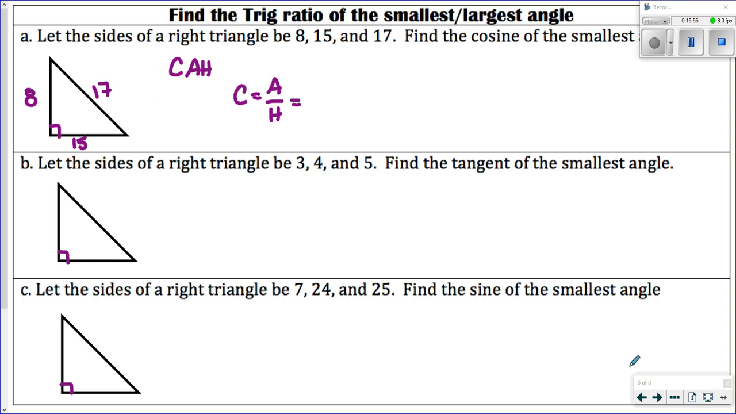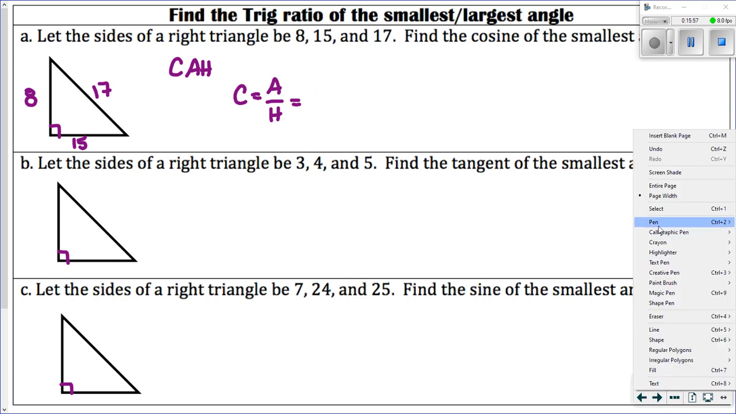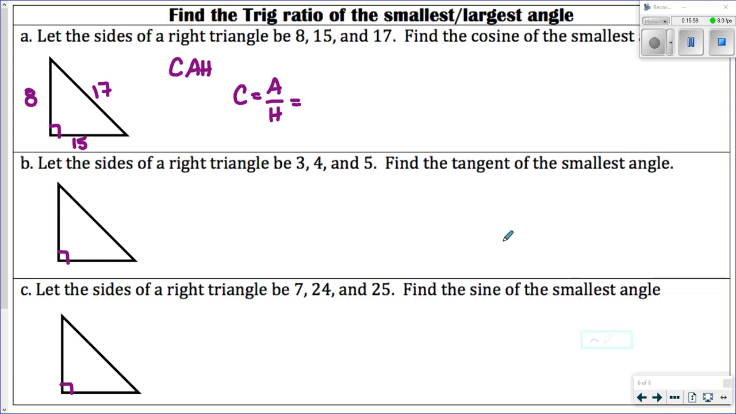Now I need to know what's opposite, what's adjacent, and the hypotenuse. So let me label that. So I need to find the cosine of the angle. So whatever the angle is, this would be my angle. This would be the adjacent because it's close to the angle. So that's adjacent. This is opposite. It's on the other side. So it's O. And then this is opposite the right angle, so this is H. So now I'm going to plug in my information. So it'll be 15 over 17.